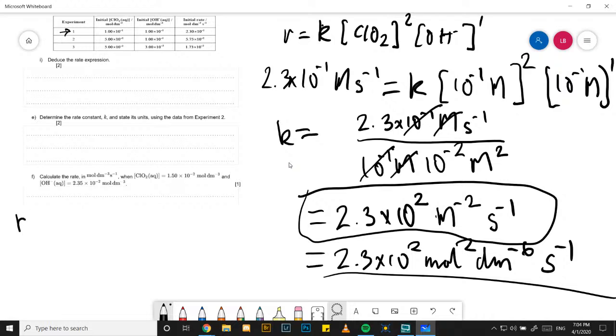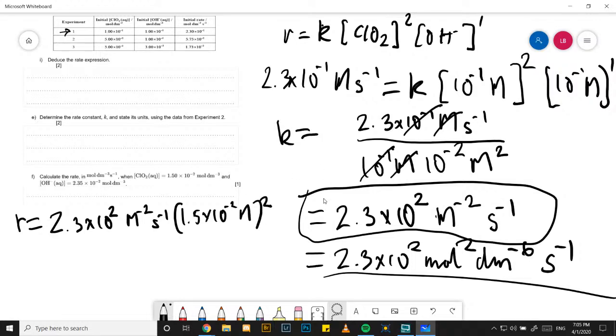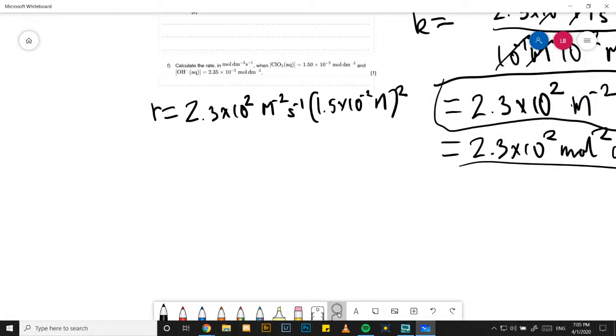So you want to find the rate of reaction, R is equal to K times the concentration of ClO2 squared times OH. So that's 2.3 times 10 squared m to the negative 2 s to the negative 1 times ClO2 squared. That's going to be what is over here, 1.5 times 10 to the negative 2 m squared. One second, I'm going to move this over, so I'm going to lasso this.